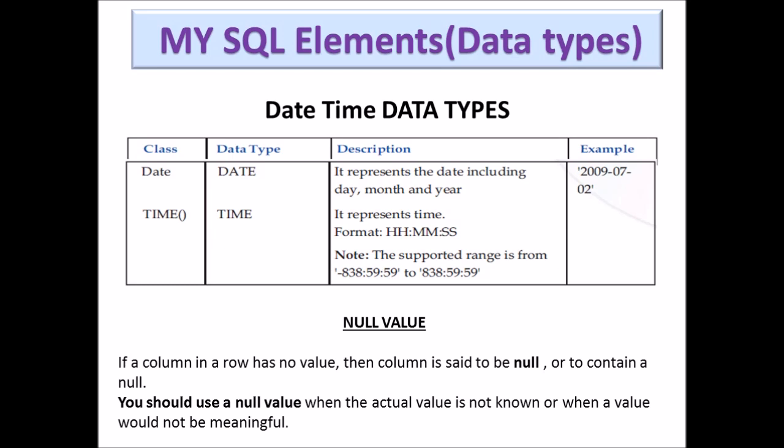Null means that if we are not assigning any value to a column, or we do not know any value, then we can say it is holding a null value. If a column in a row has no value, null means an unassigned, unknown value. You should use a null value when the actual value is not known, or when a value would not be meaningful. That will be more clear when we perform the queries. Just try to understand these things, and when we do the practicals, I will definitely explain them there also.